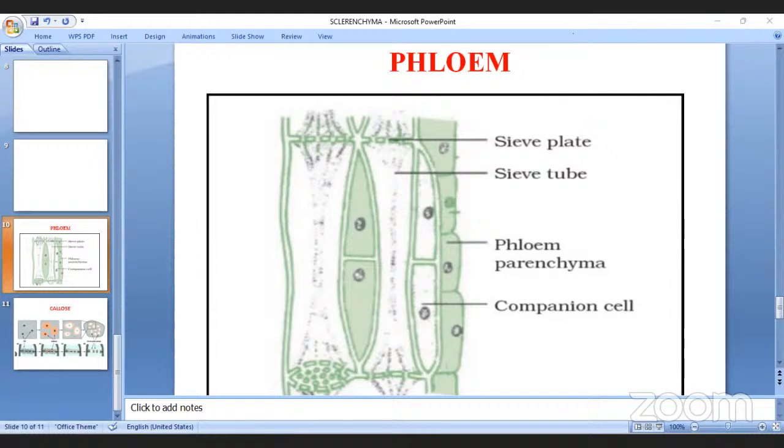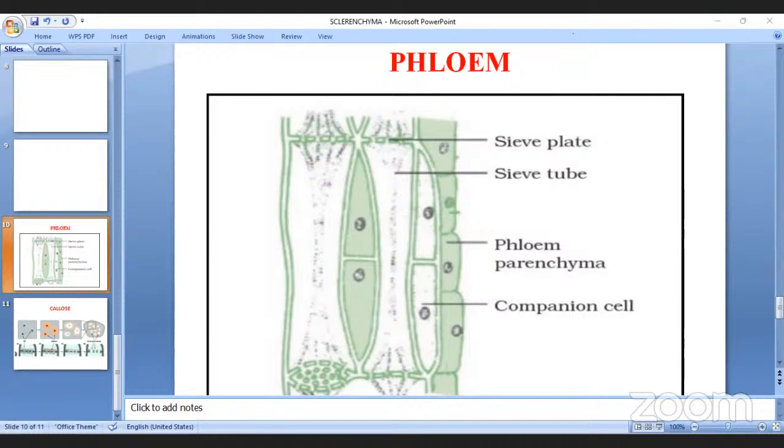Sir, in this picture, where are the sieve cells? Just now you highlighted the sieve cells. Actually, sieve cells are not given in this diagram. That is why I have drawn the sieve cells separately. Should I draw again? No need, sir, I have seen. Just compare with tracheids. The only difference is the sieve area present at the end of the wall. That is the difference with tracheids. Okay, sir. Thank you, sir.